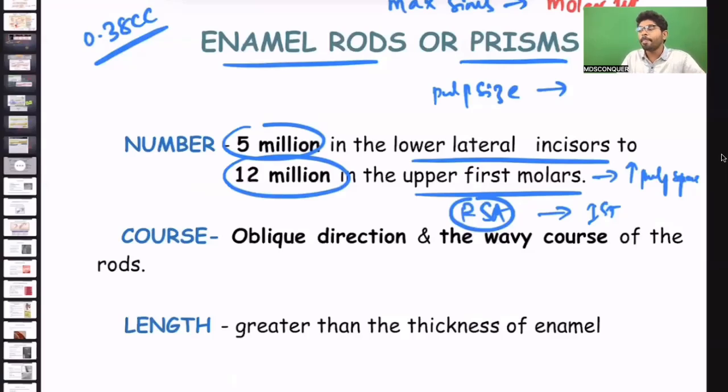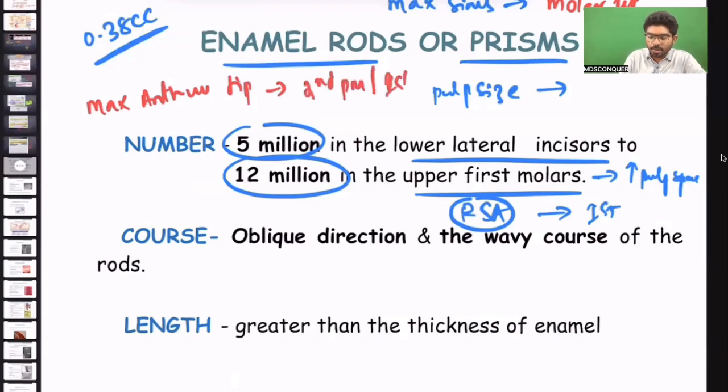Can you tell me maxillary antrum dip is present between which teeth? Maxillary antrum dip. Yes, very good, Kirti, very good. It is between the second premolar and first molar. Very good.